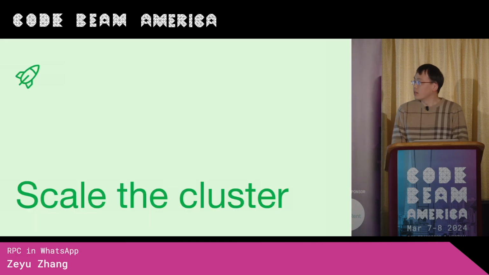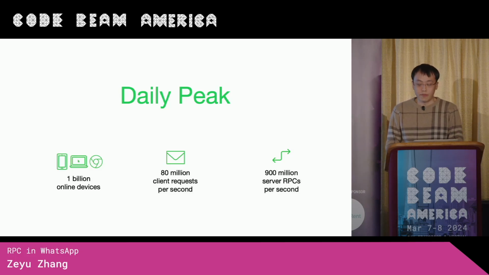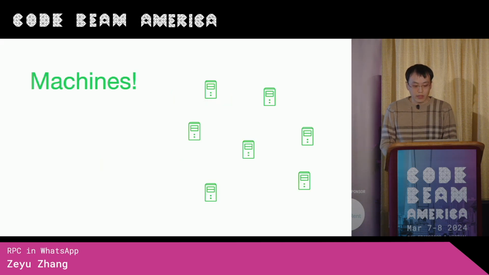So first, scaled cluster. At peak hour of a typical day, we will have 1 billion online devices, including mobile, desktop, or Chrome clients, meaning 1 billion open network sockets at the same time. Every second, we receive 80 million client requests, including all one-on-one messages, group messages, status change, and so on. On the server side, this results in 900 million RPC requests per second to handle. So how did we do that? Of course, enough machines.